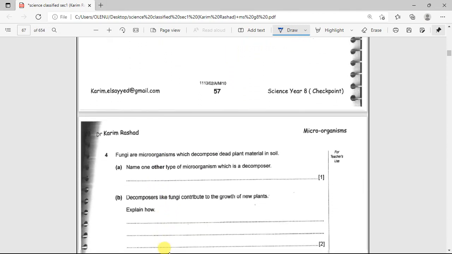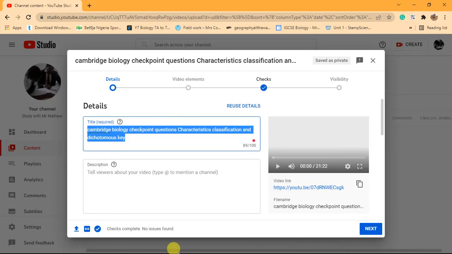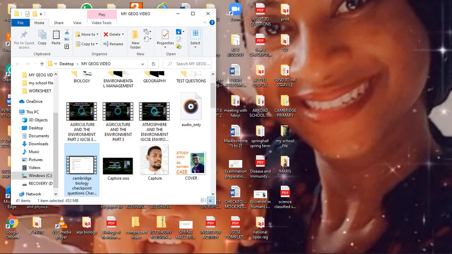Next is, okay, this is another part we're going to be looking at, microorganisms. So obviously we're done with cells. So once you're able to watch that video, there are a few questions on cells that you will not be able to attempt in checkpoint.